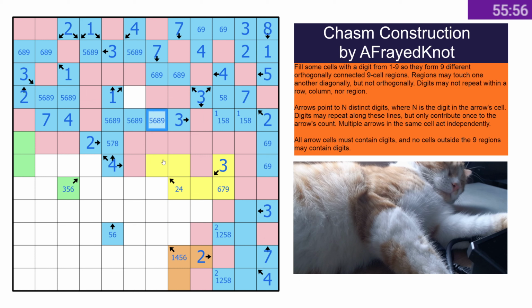And similarly, 1, 2, 3. You need 4 of these. That can't be not filled. Could it look like that? No, because that just traps yellow in, doesn't it? So that's definitely filled.